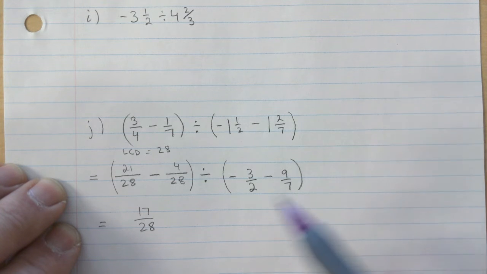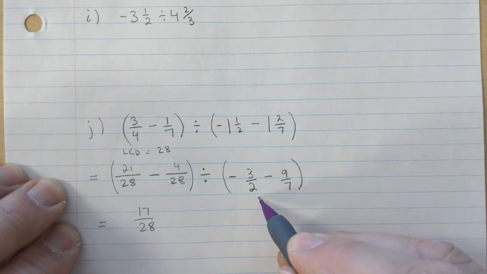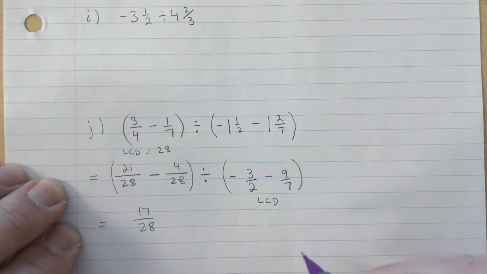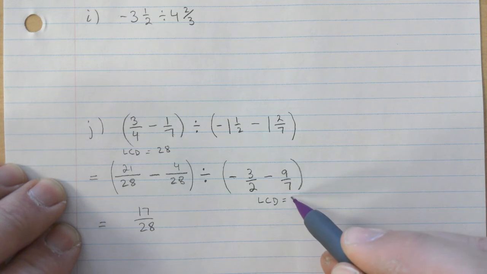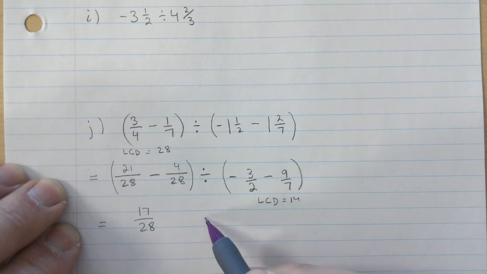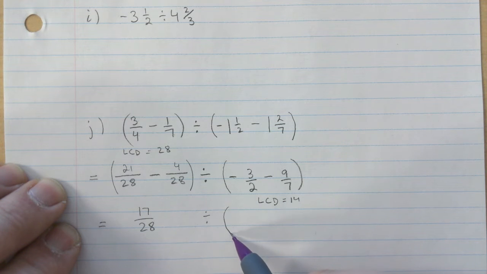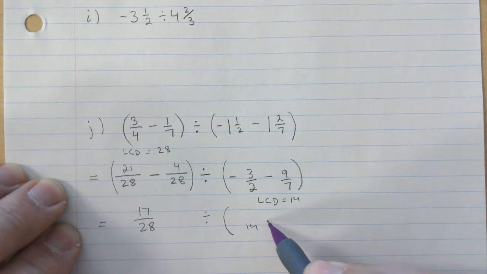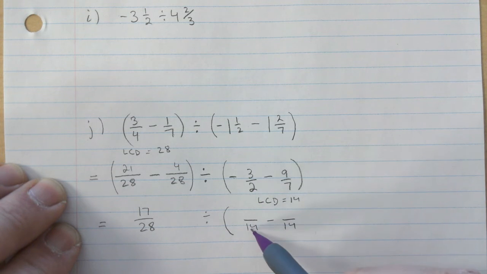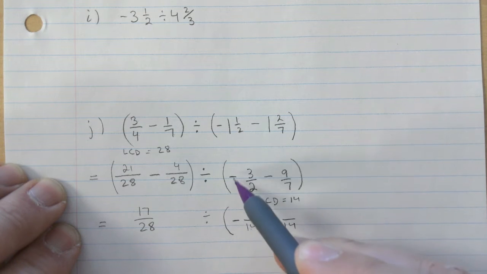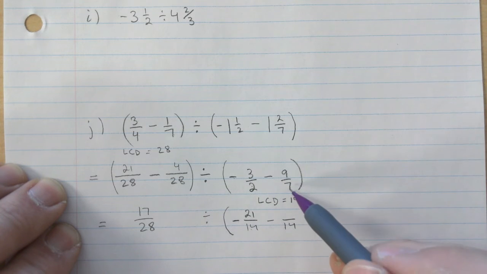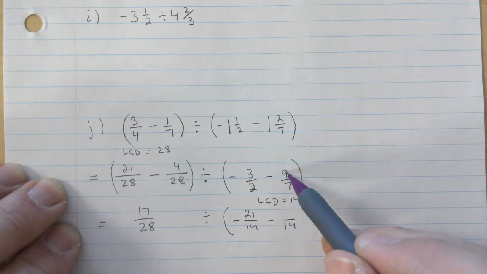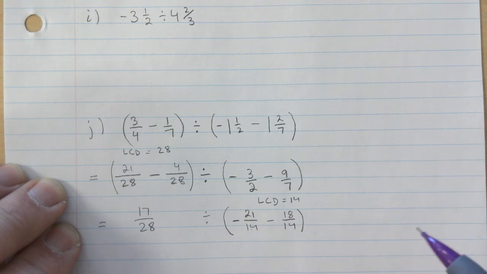Okay, so I have to do a little bit more work with this one. Now I can do an LCD here, and the LCD in that case would be 14, right? 14 fits both of them. I'll keep this in brackets like this, make both of them out of 14. Right? 2 goes into 14 7 times. Don't forget the negative, right? 2 goes into 14 7 times, so 7 times 3 is 21. 7 goes into 14 twice, so it's 2 times 9 is 18. Okay?